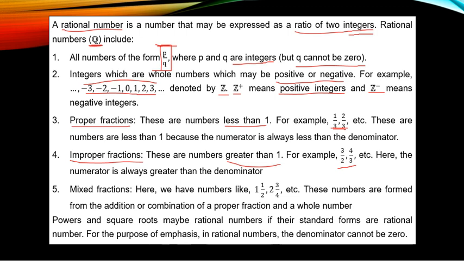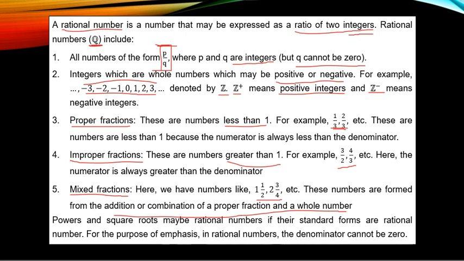Okay. Another set is mixed fractions. Mixed fractions are numbers like 1 whole number 1/2, 2 whole number 3/4. These are numbers formed from the addition or combination of a proper fraction and a whole number. Mixed fractions are fractions obtained by combining or adding a proper fraction and a whole number.